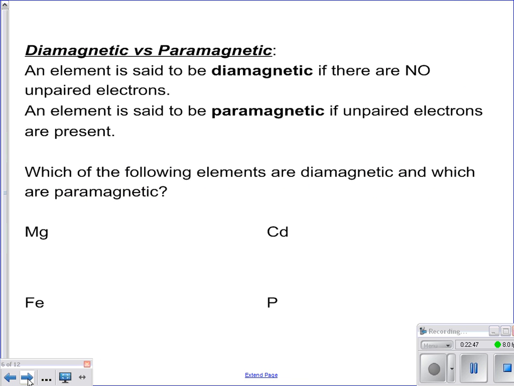Now, we can also look at something known as diamagnetic and paramagnetic. I'm not going to hold you responsible for this, but it has to do with the fact that diamagnetic substances oppose a magnetic field, whereas paramagnetic substances actually produce a magnetic field. So an element is said to be diamagnetic if there are no unpaired electrons. That's what you're thinking about, your paired and unpaired electrons. So diamagnetic, there are no unpaired electrons, they're all paired. And paramagnetic is when you do have unpaired electrons present.